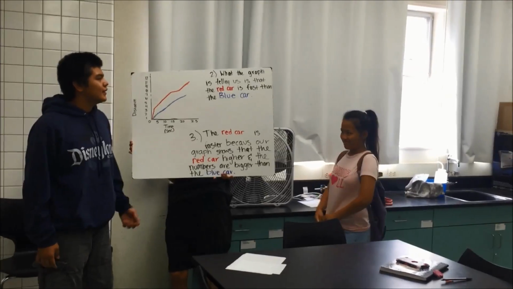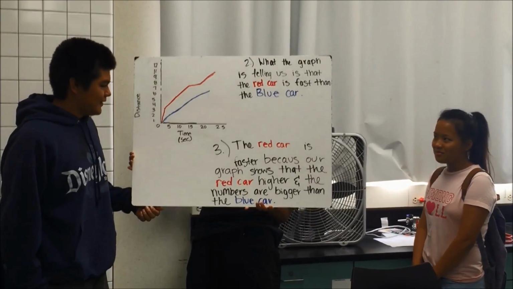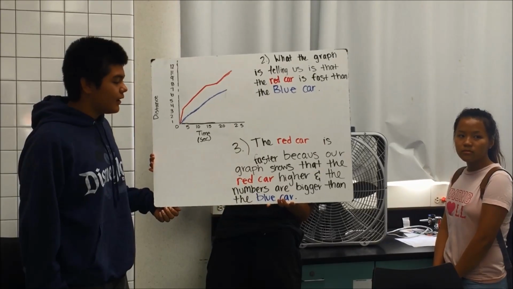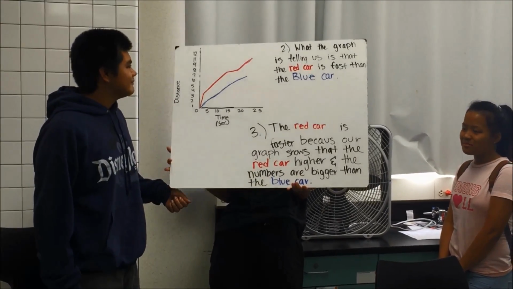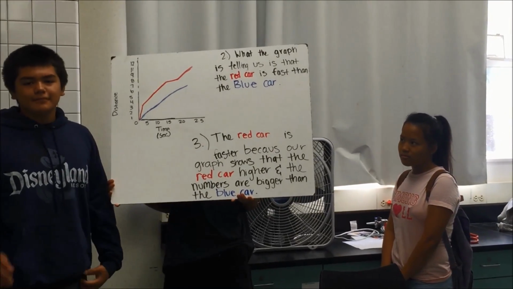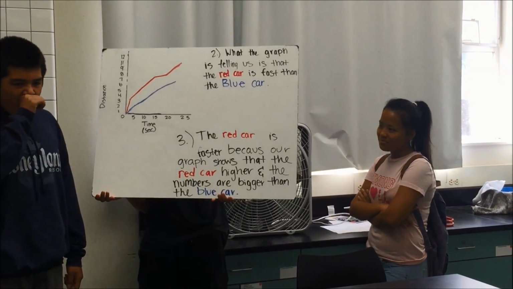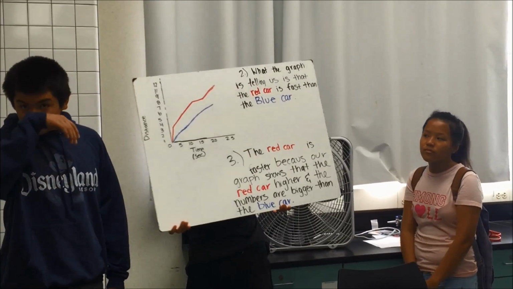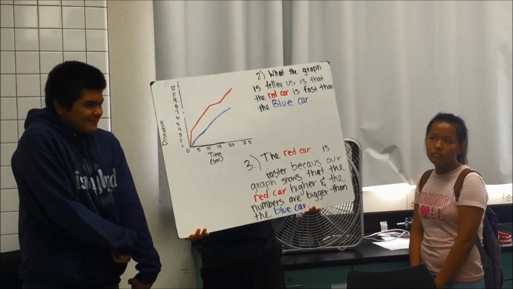All right. What our graph is telling us is that the red car is faster than the blue car. The red car is faster because our graph shows that the red car is higher and the numbers are bigger than the blue car. Show the class, don't show me. Okay, so are there any issues we have with this?